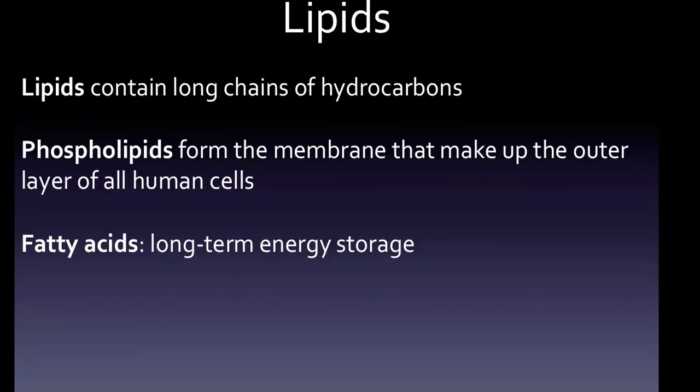Jumping to lipids, they contain long chains of hydrocarbons. Lipids consist of carbon, hydrogen, and oxygen. They are not soluble in water and are used for energy storage and insulation. Phospholipids form the membrane that makes up the outer layer of all human cells. They play a key role in determining what enters and exits every cell.